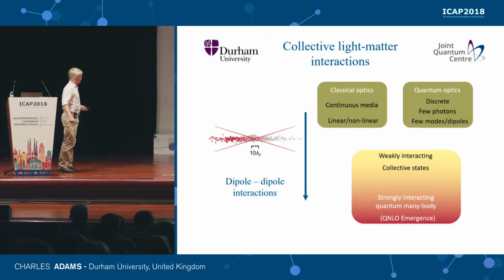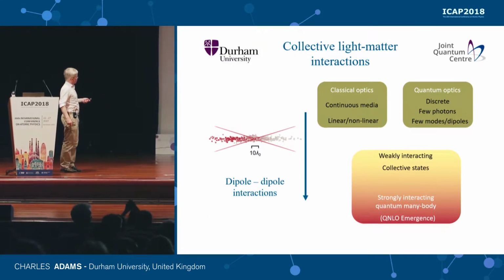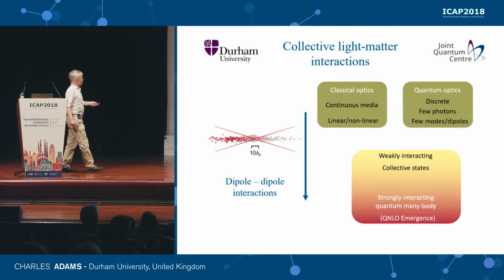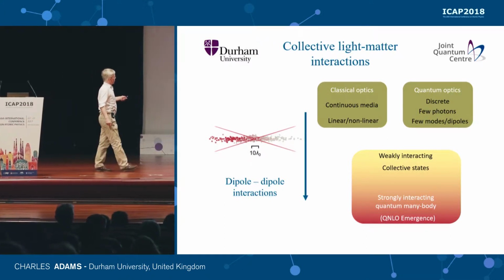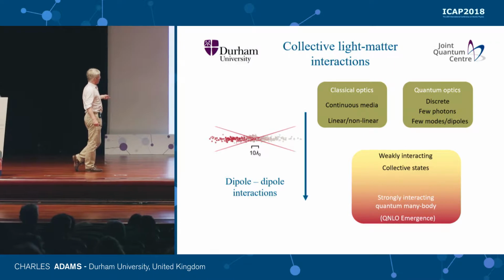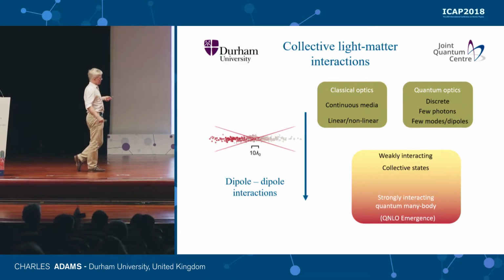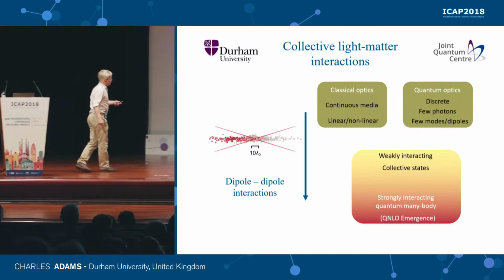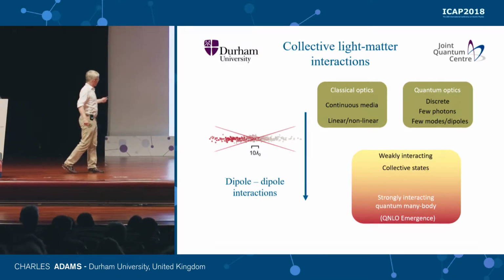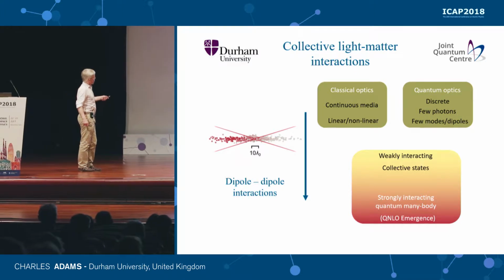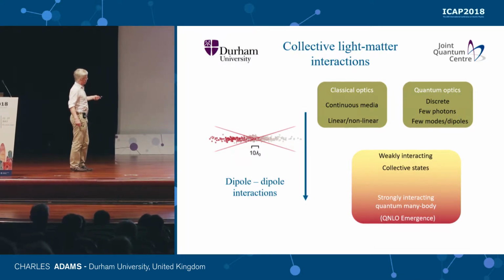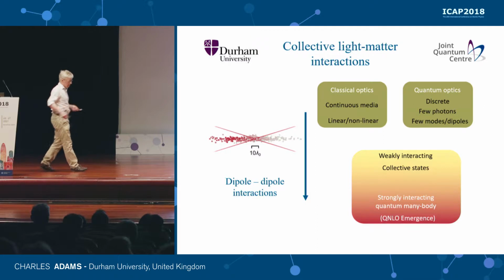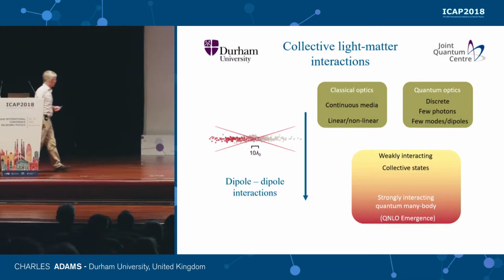So I've divided this into a sort of traffic light system, where this is what we know at the moment in the green zone, where we have all of classical optics, all of nonlinear classical optics, continuous media, the mean field Maxwell equations that we all learn about. Then we also have quantum optics, which is still relatively simple in that we have a few photons, discrete systems and a few modes, usually just one spatial mode that we can get rid of.